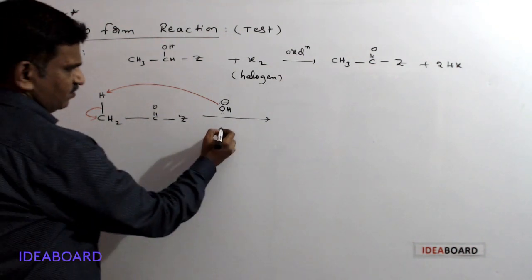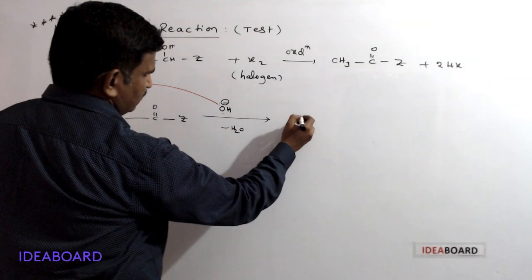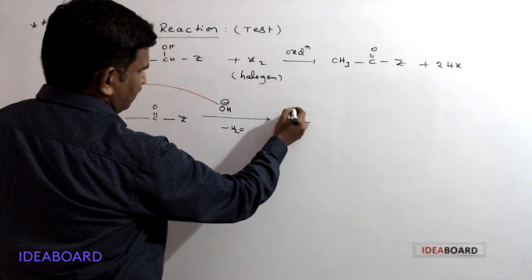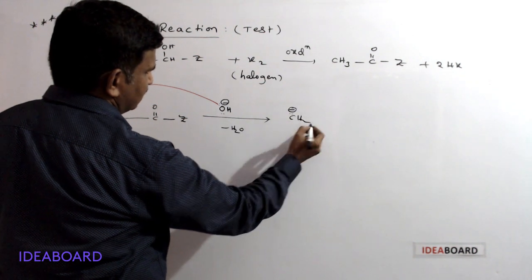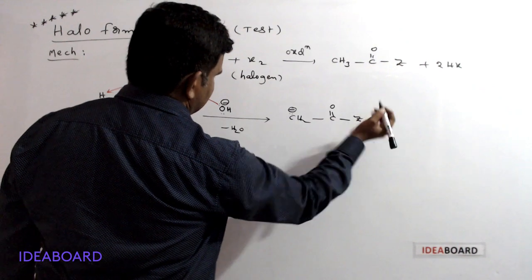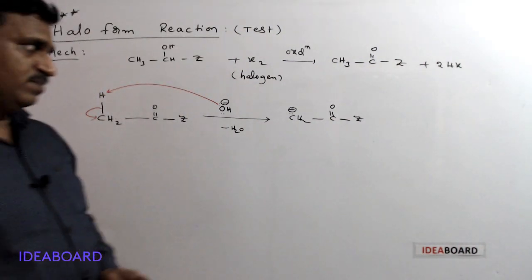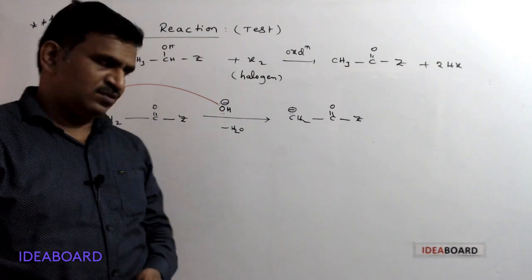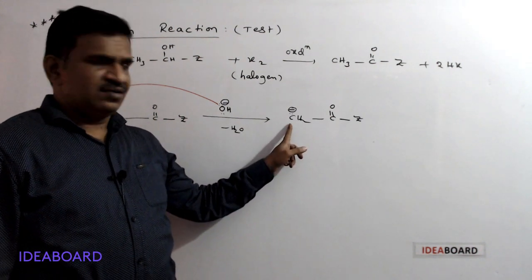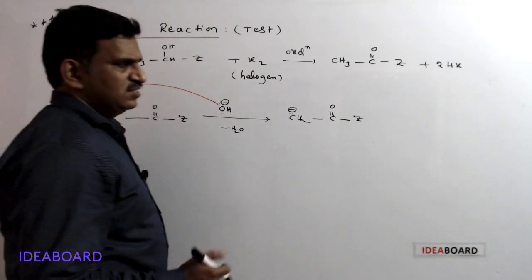So we can write minus H2O, and then what is formed? CH2 minus. Here the lone pair is present, and C double bond O Z. Please tell me, carbon ion stability is increased by what type of groups? Here this is a carbon ion. Carbon ion stability is increased by minus I, minus M groups.